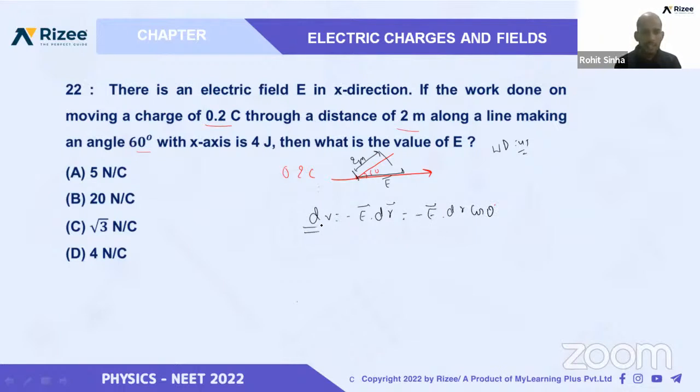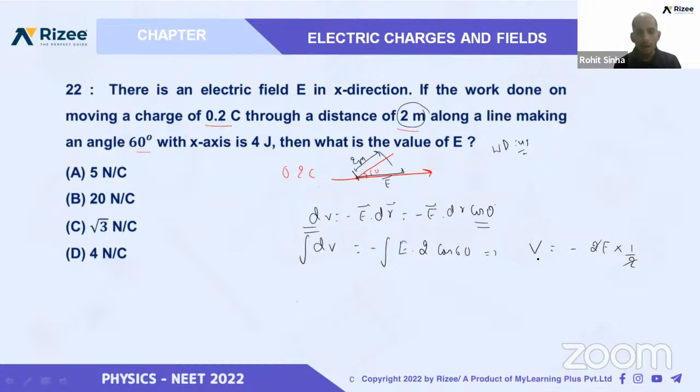Okay, you can find the dV. What will be the dV? dV will be the integration of minus E into dr. The electric field is given. The distance is given as 2 meter, and the cosine of the angle between them is cos 60 degree. So the potential difference V is equal to minus 2E cos 60, and cos 60 is 1/2.